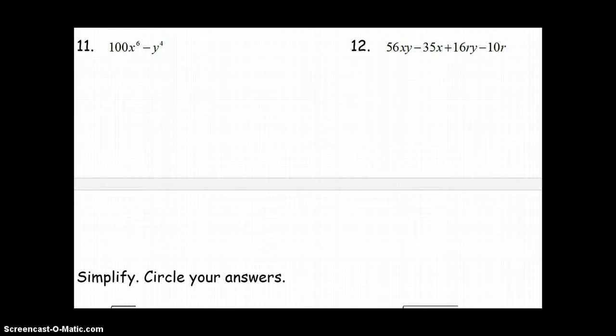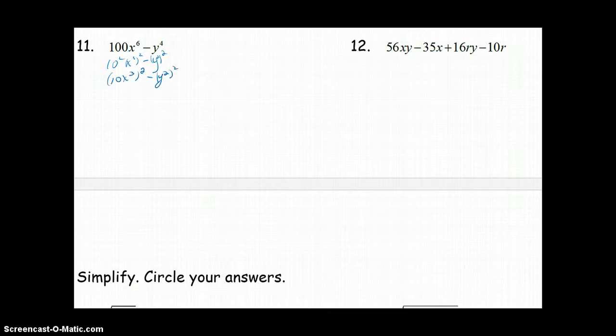Problem 11, we're just given 2 terms. We know we cannot factor it by grouping, and we cannot use the AC method. So that means we want to look and see, is there a special case that fits this? X to the 6th and y to the 4th can both be written as powers squared. X to the 6th can be written as x to the 3rd squared, and y to the 4th can be written as y squared squared. And then we take 100 and we write it as 10 squared.